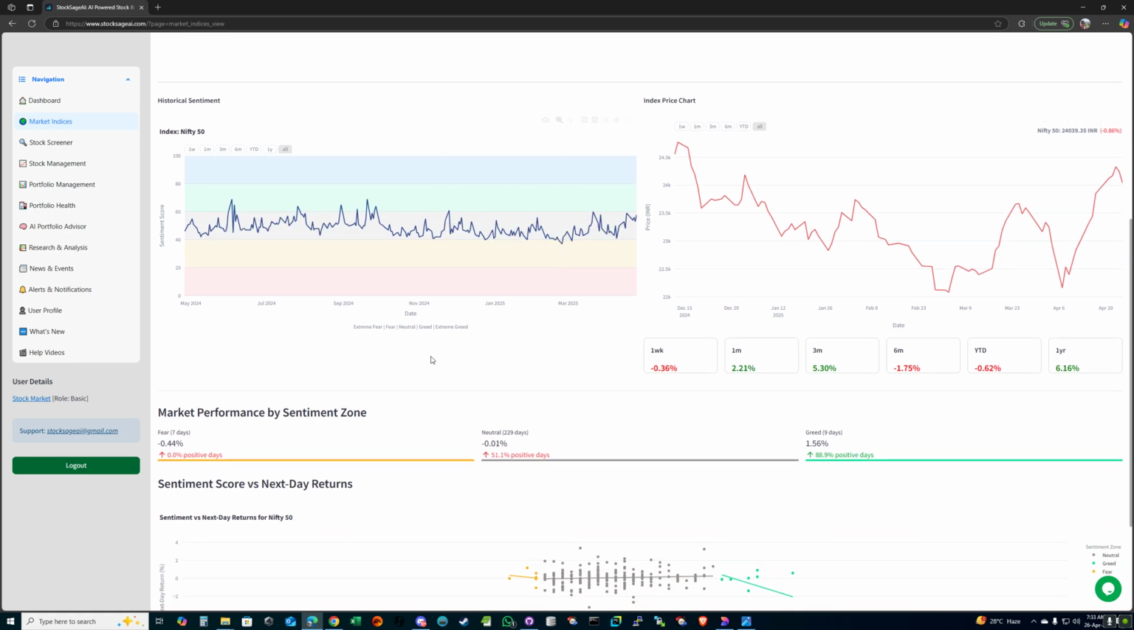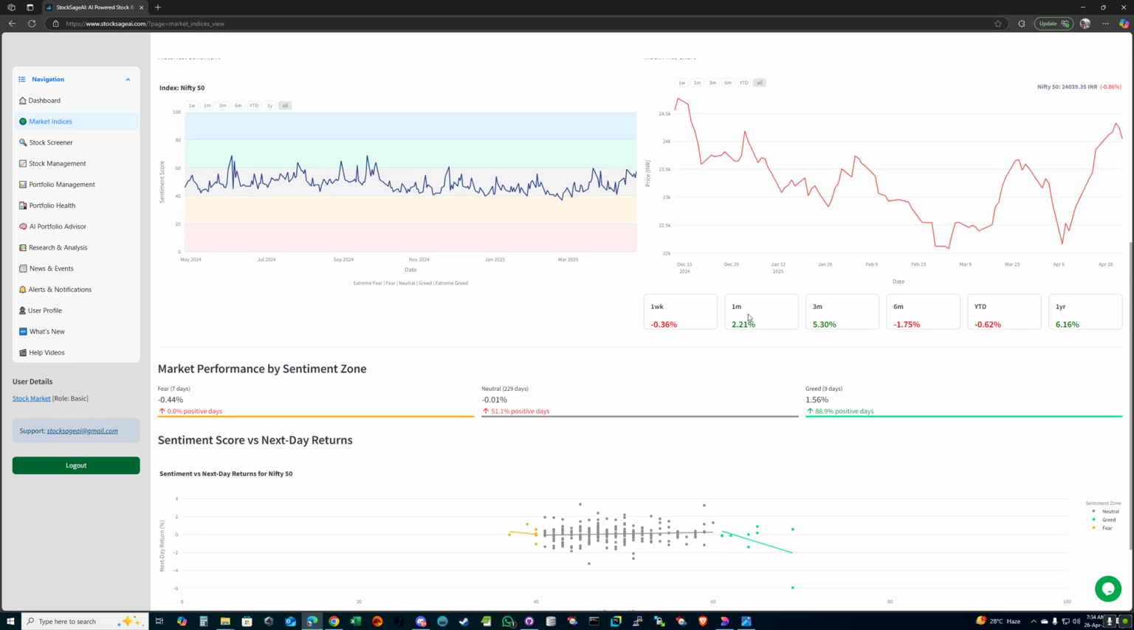You can also see the historical sentiment and how the variation has been across the various bands. These bands signify extreme fear being red and extreme greed being the blue zone. You can also see the index price chart on how the market has been performing and the various performances over a certain period of time.